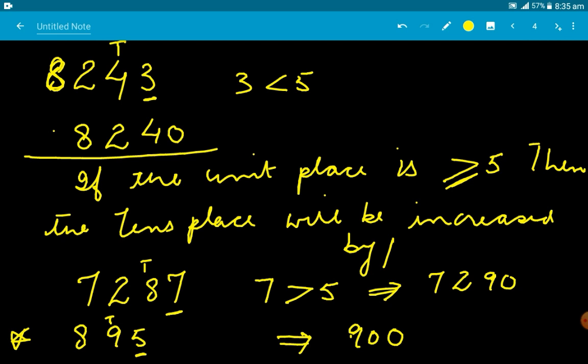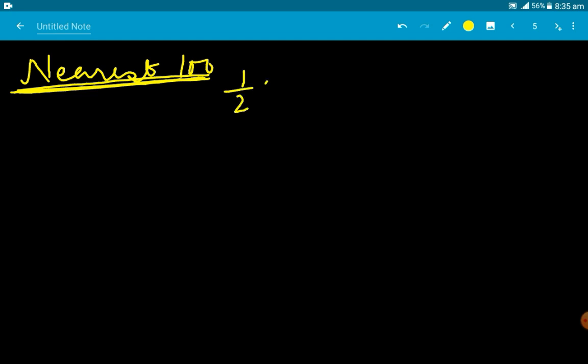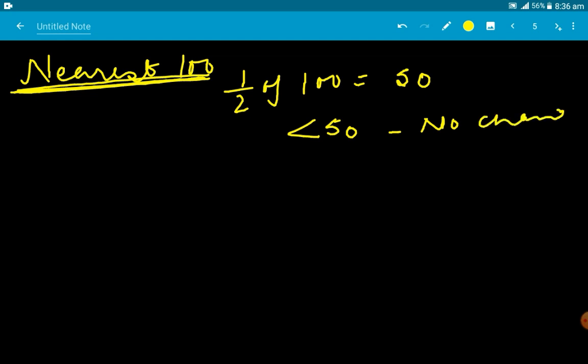So let's do the second rule, that is the nearest 100. The first rule is clear, so this will also be very clear. Half of 100 is 50. It means we compare the last two digits. If they are less than 50, then there is no change in the hundreds place.